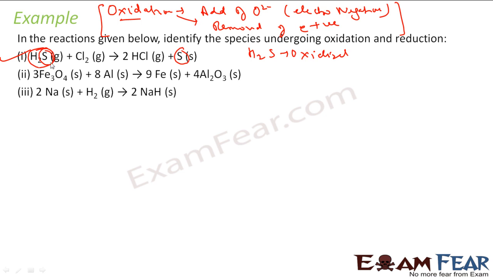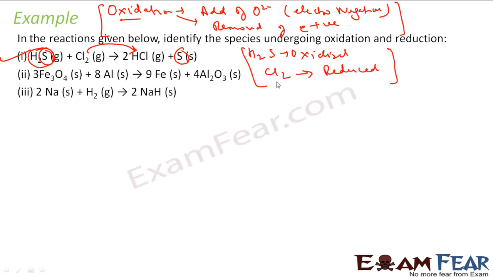Correct. Let's talk about Cl2. In Cl2, hydrogen is added. That is addition of an electropositive element. Removal of an electropositive element is oxidation, so addition of an electropositive element is reduction. So Cl2 got reduced.